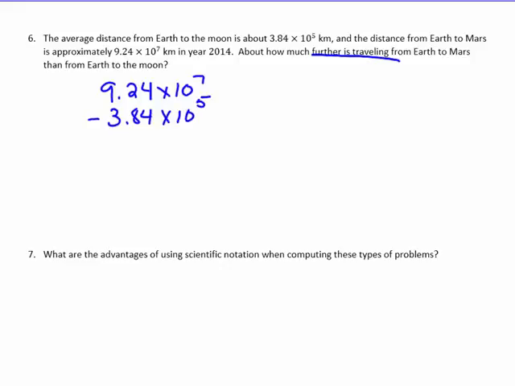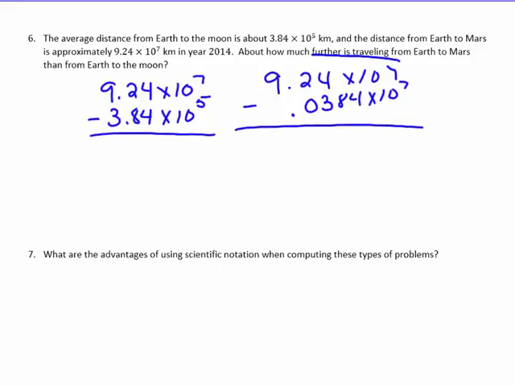This is where I have to get my exponents to match. So I'm going to turn the smaller one into the 7th. I'm going to keep my 9.24 times 10 to the 7th. I'm going to go 2 places over, so 0.0384 times 10 to the 7th, and subtract those. I have to put in a couple zeros here. That gives me a 6, a 1, a 0, 2: 9.2016 times 10 to the 7th.